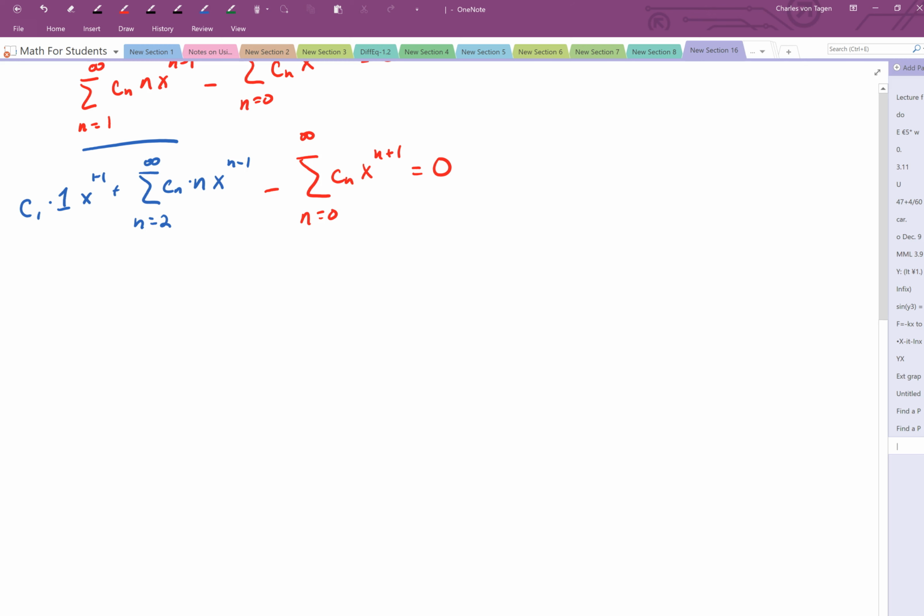Okay, so cleaning up this first term here, first of all, we just have c1, because this is x to the 0 times 1. And now we do have that both of these series will start off with a first term of x to the first power, which is what we were hoping for.